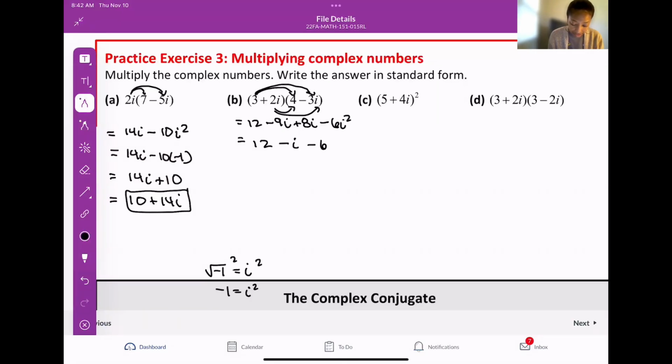So this is 12. And then minus 9i plus 8i would be minus i. And then minus 6 times -1. Okay, there's a little bit more simplifying that we can do. So we have 12 minus i, and then minus 6 times -1 would be plus 6. 12 plus 6 gives us 18, and then we have the minus i still. So 18 minus i.